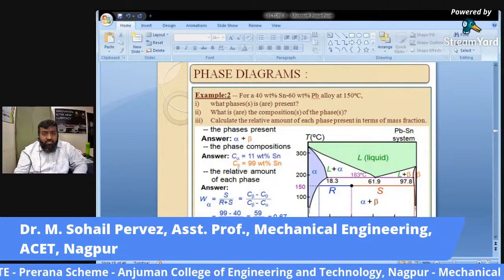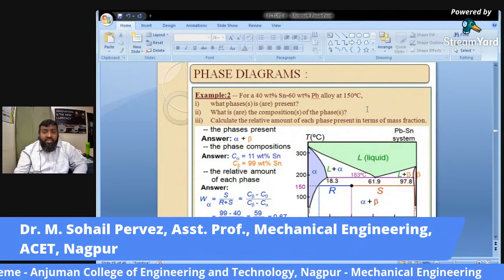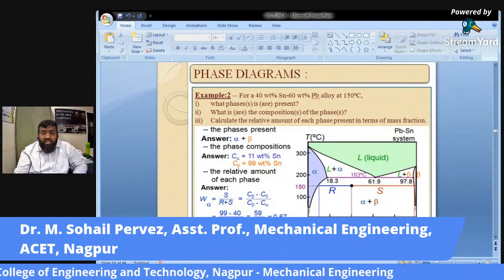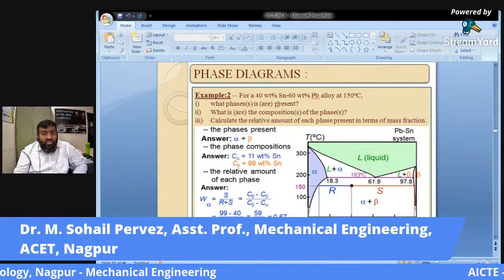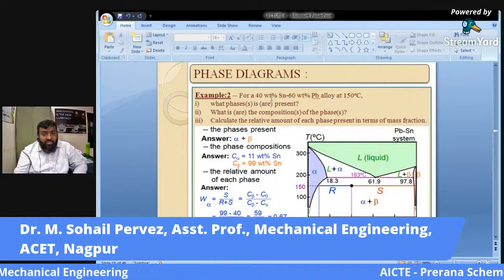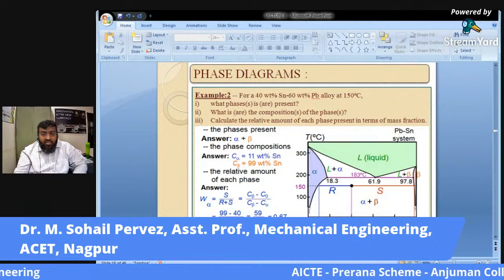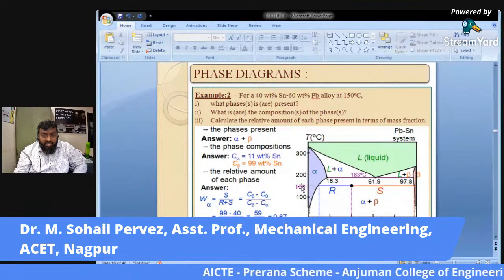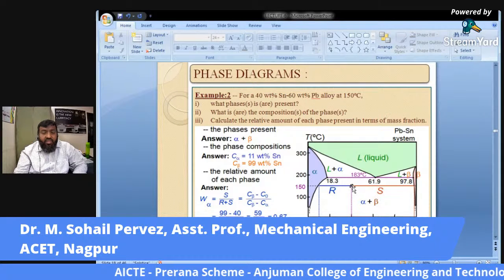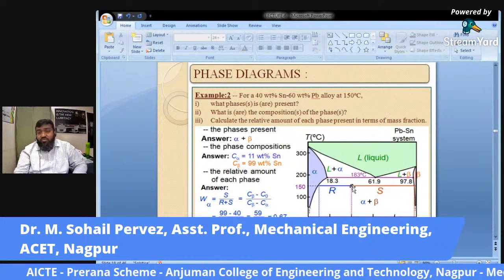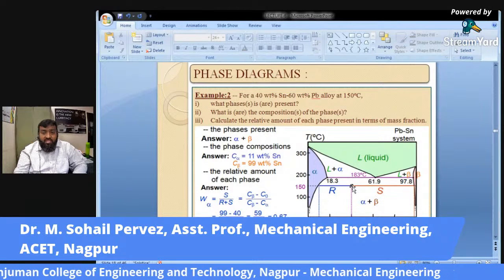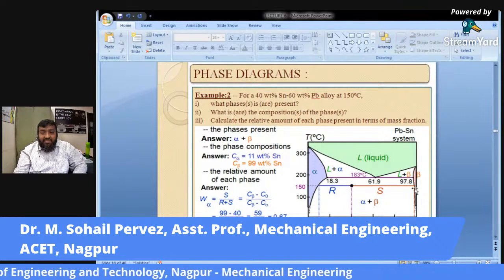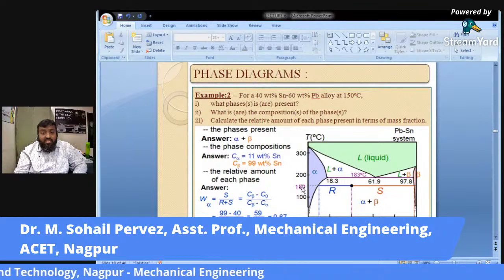Now where lies 150 degrees? So 150 degrees will lie at this particular range. So 40% of Sn. So we have drawn this temperature line 150, and we have cut this point. Now this, for us, this point is C0. Now from this we will draw again the tie line. Yes, we have to draw the tie line.